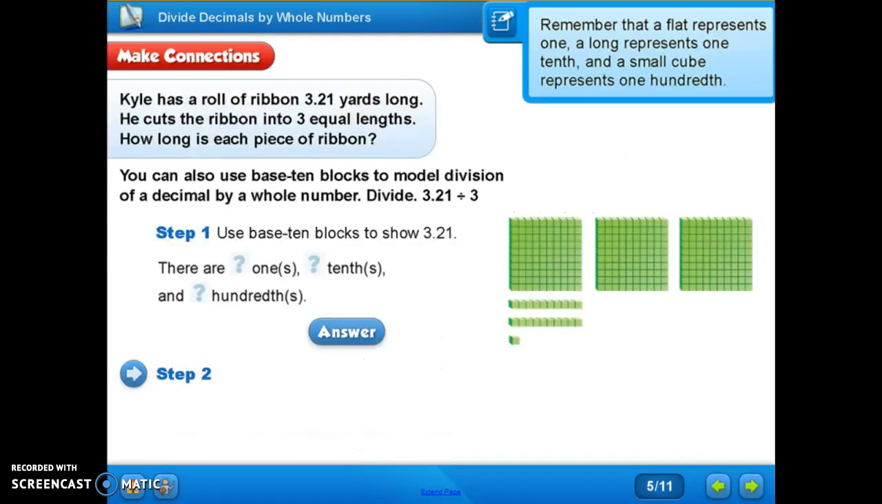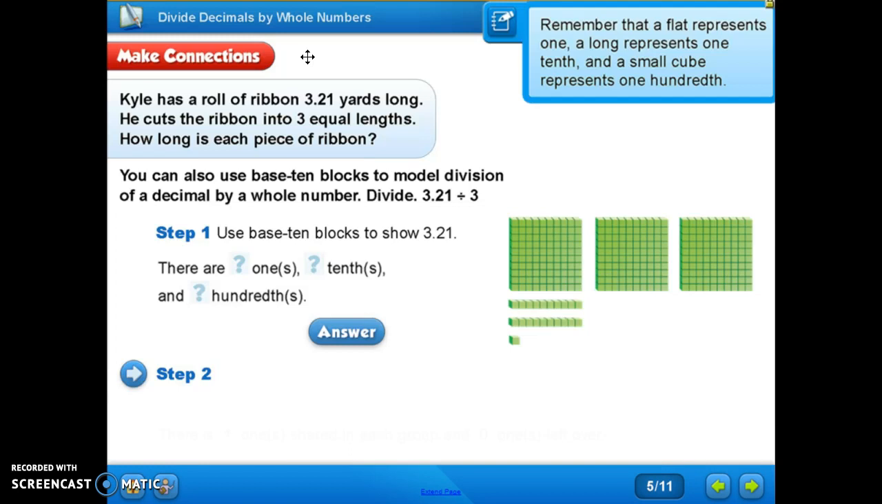Now we're going to use our base 10 blocks. It says remember that a flat represents 1, a long, I call them a stick, but a long represents 1/10, and the small cube represents 1/100. Okay. Kyle has a roll of ribbon that is 3 21/100 yards long. He cuts the ribbon into 3 equal lengths. How long is each piece of ribbon?